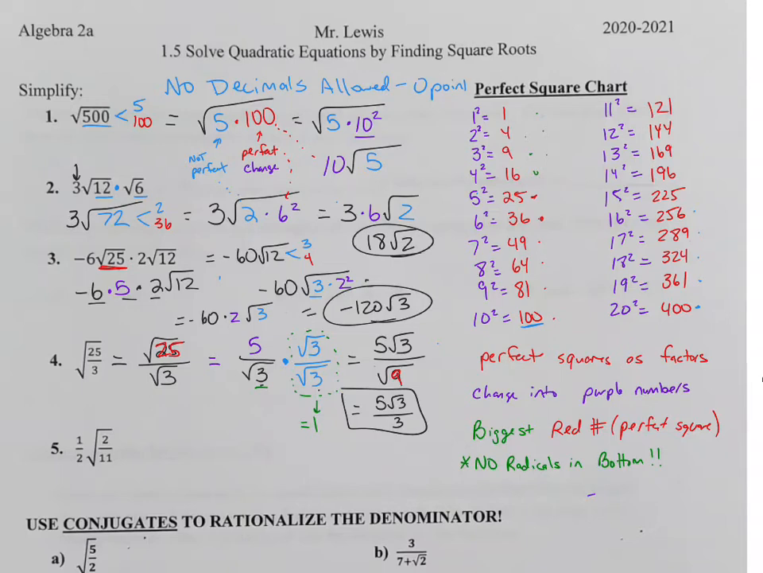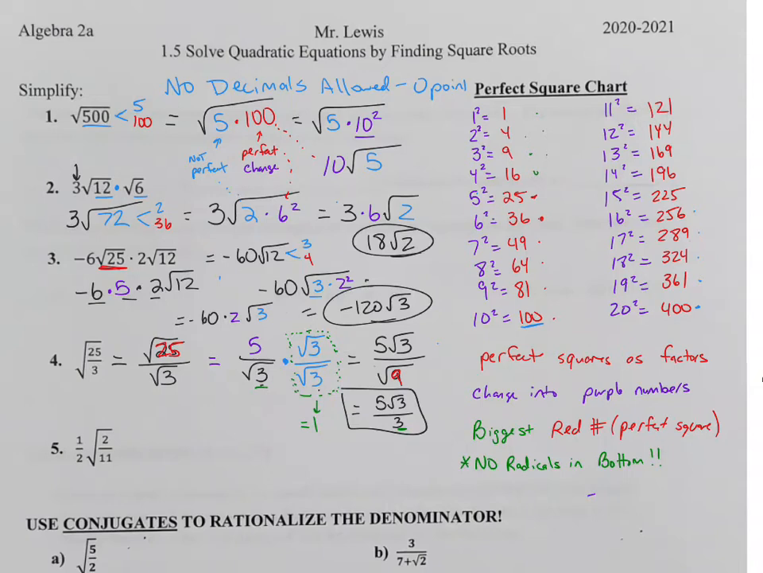This is simplified, even though it doesn't look as simplified as it began with, because look, there's no radical in the bottom. There's no radical in the bottom. This is a conjugate because I had to multiply by something that made the radical disappear. We're going to talk a lot more about that later, but for right now, that's all we need to know. We'll get into more detail with that.